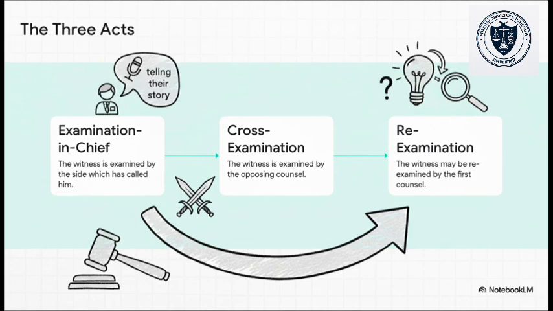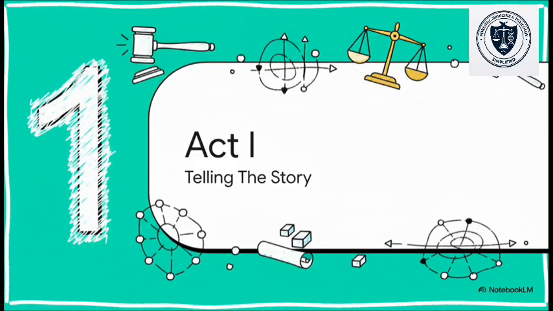So this is the fundamental sequence every single witness goes through. It's a roadmap. First, their story gets told. Then that story gets challenged. And finally, any confusion that came up gets clarified. Understanding how these three acts build on each other, well, that's the key to understanding why the whole system works the way it does. So let's start at the very beginning with Act 1, Examination in Chief.